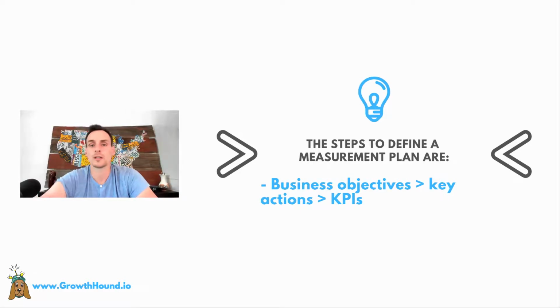One of the more important things you are going to need to do for Google Analytics is creating a measurement plan. And for the purposes of the certification exam, you really only need to know three key steps, which is just defining your business objectives, understanding your key actions, and then defining your KPIs. So let's do a little bit of a run through on what this might look like in real life so that you can have some context.